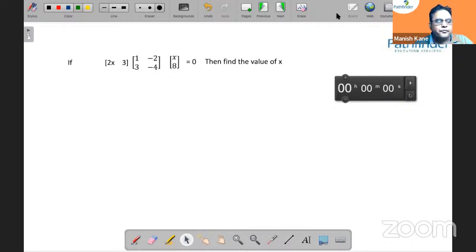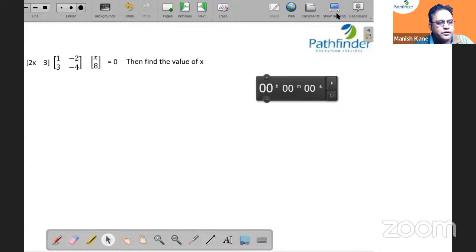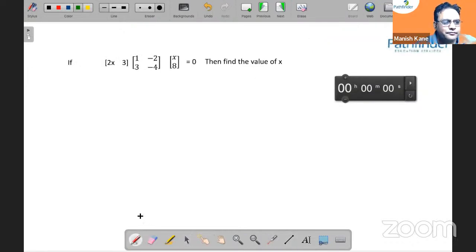Okay. Anybody who got an answer to this? No one? Okay, let us solve it. See, the first thing we need to do is we have to multiply these two. How do you multiply? So column multiplies with the row.